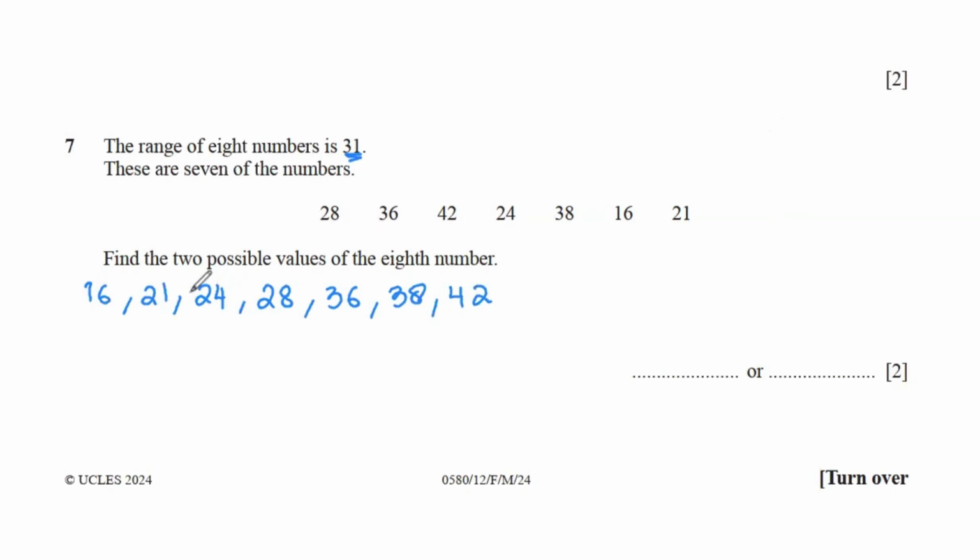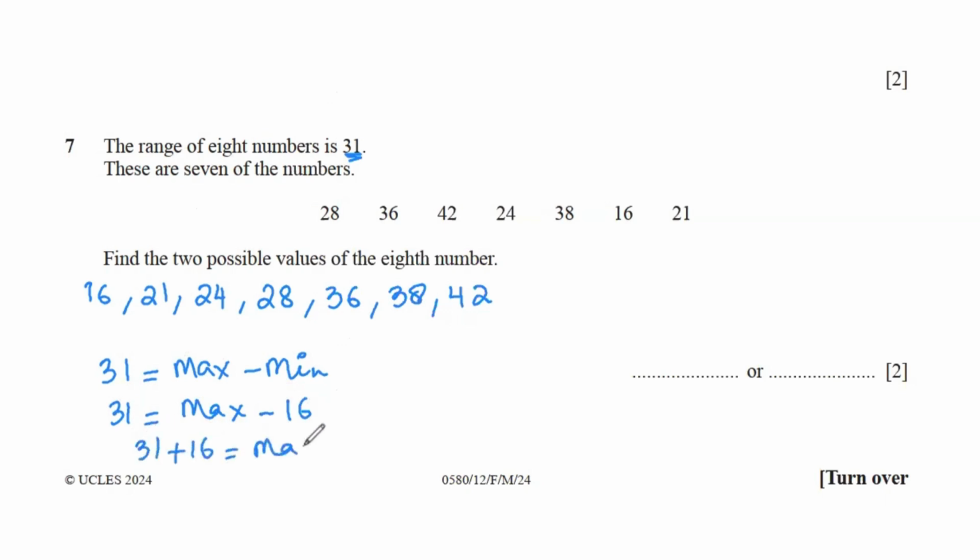So if the range is 31, range is basically maximum value minus the minimum value. If we say that the minimum value is 16, then our maximum value would be 31 plus 16. And that's basically 47. That is one possible value.